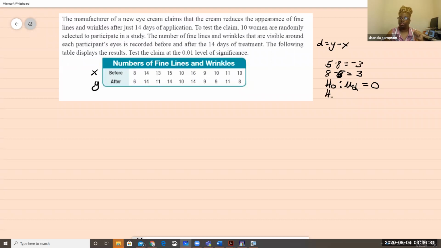So then your alternate, what is your alternate going to be? What do you want to have happen to this difference here, right? Do you want it to go up? Well, no, you want the difference to be lower than 0. So if you're at 0, do you want to have this cream and then after this cream you have more wrinkles?